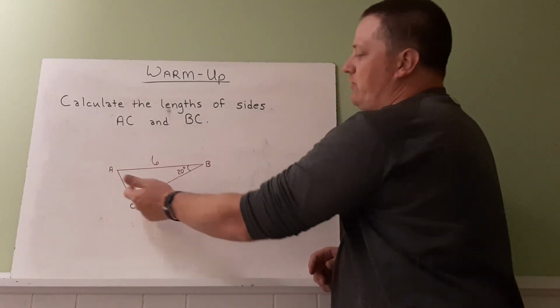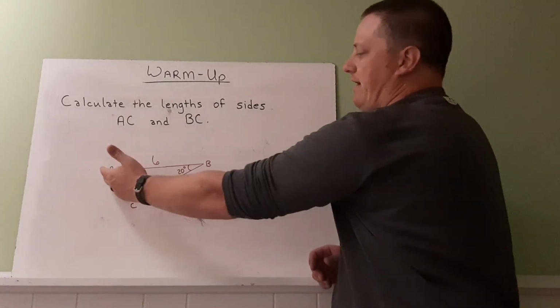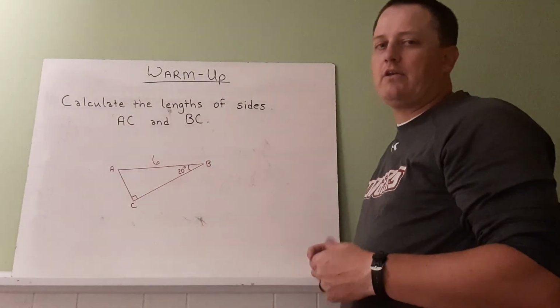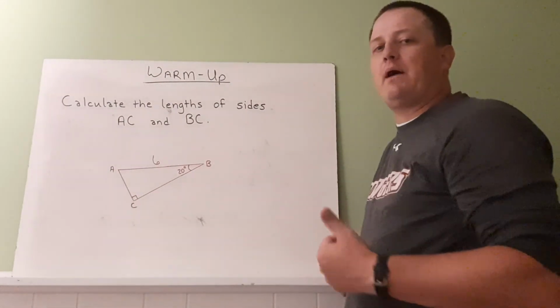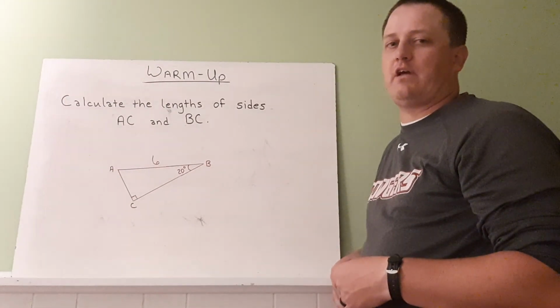And then using your ratios, try and figure out how long AC would have to be and how long BC would have to be. Check your work, make sure that it makes sense when you're done. All right, bring that work to class tomorrow. That will start our discussion. Thanks.